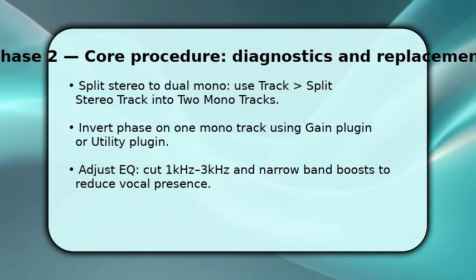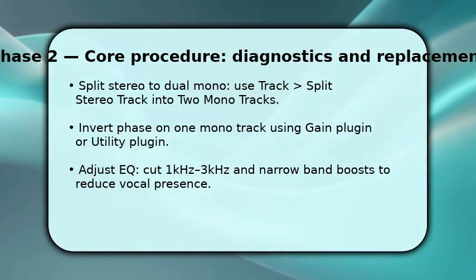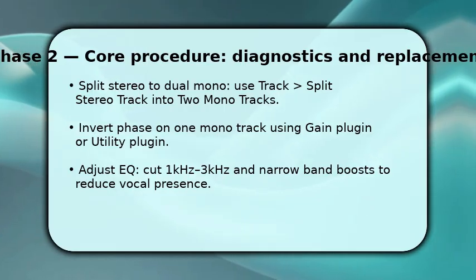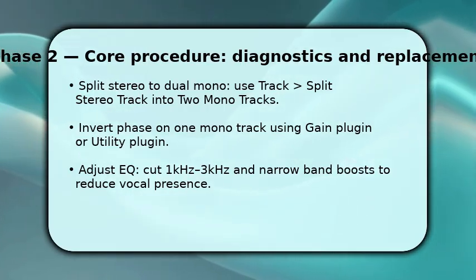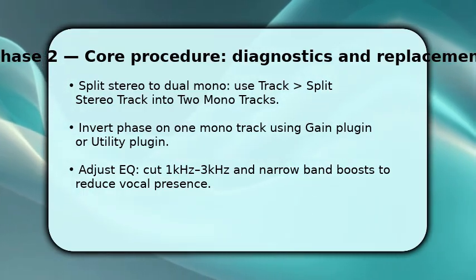Next, split the duplicated stereo track into two mono tracks. This exposes left and right channels for processing. You'll invert the phase on one mono track. This cancels center-panned audio, which often contains lead vocals.